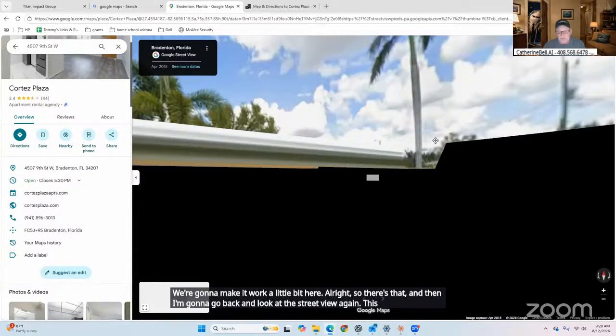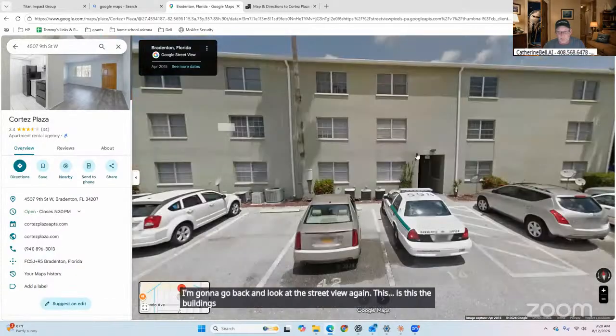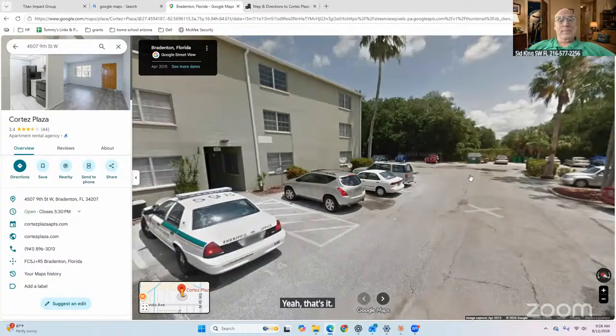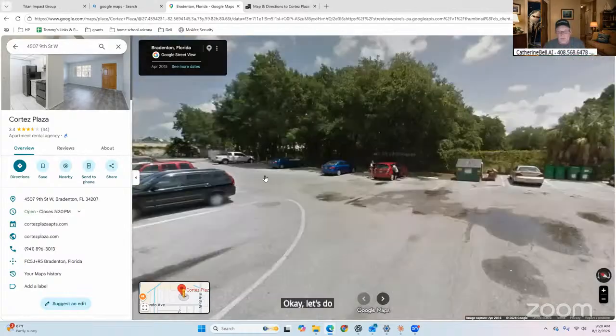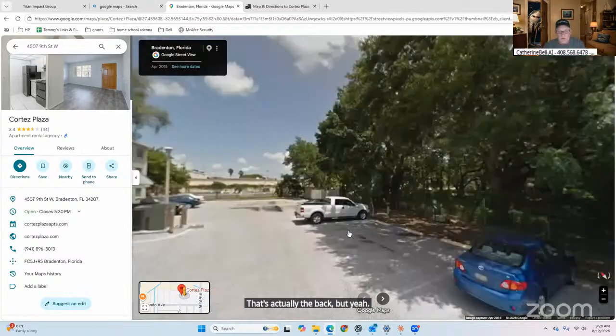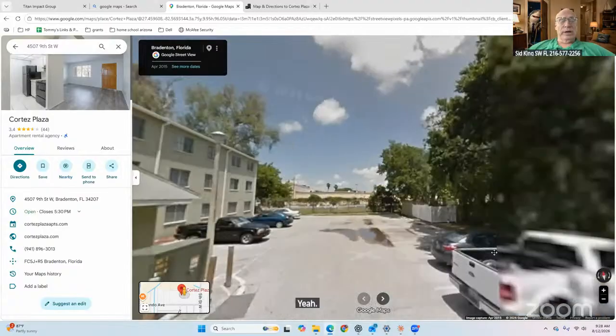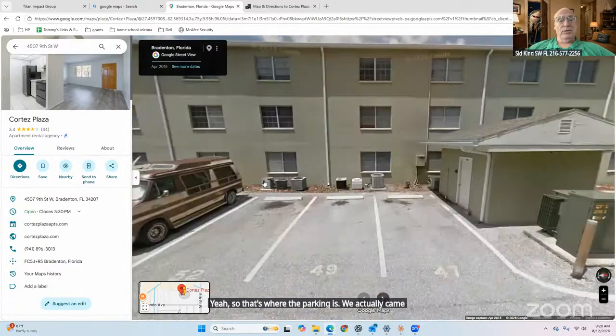Is this the buildings you're thinking of? Yeah, that's it. Okay, let's do a quick drive around. Actually the back, but yeah. We're doing a drive around. So that's where the parking is. We actually came in from the other side.